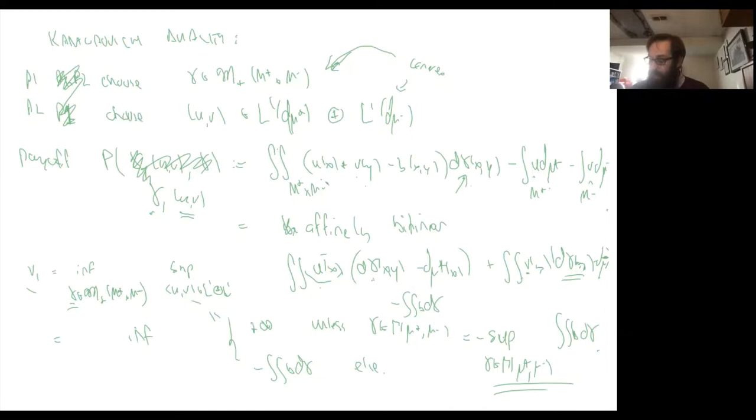So what does V2 correspond to? It corresponds to interchanging the order of the infimum and supremum, and still with this payoff function.